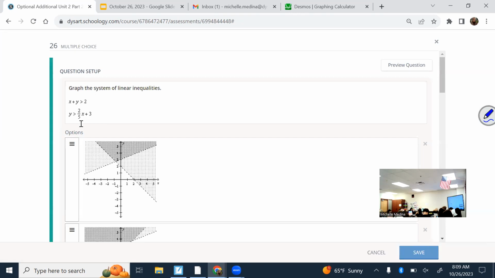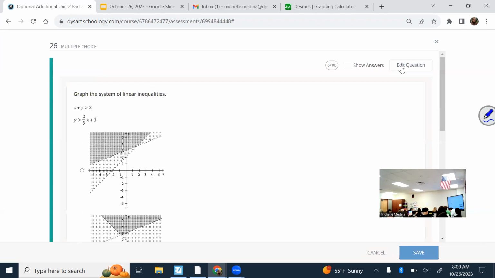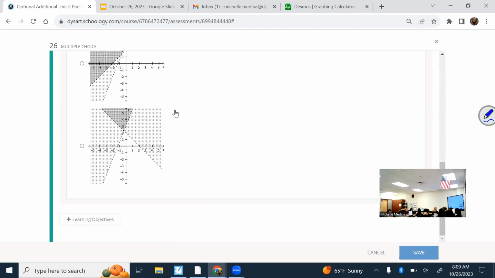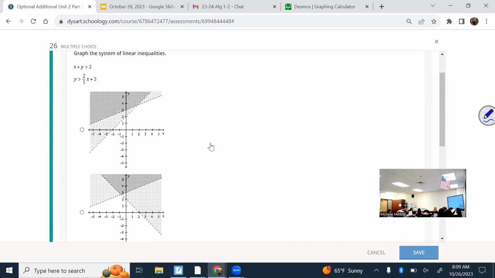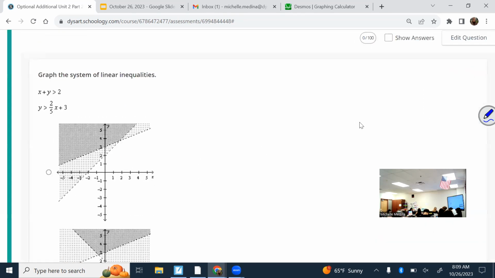Okay, and then is the other one y greater than 2/5 x plus 3? Okay, here it is. So we're graphing the system of linear inequalities. I showed you guys how to graph using Desmos, so this one I'll show you how to figure out by hand. Because if you can't figure out how to use Desmos on your test, maybe you forget, I can't help you with that during the test. Anytime outside of a testing session, yes, but not during.